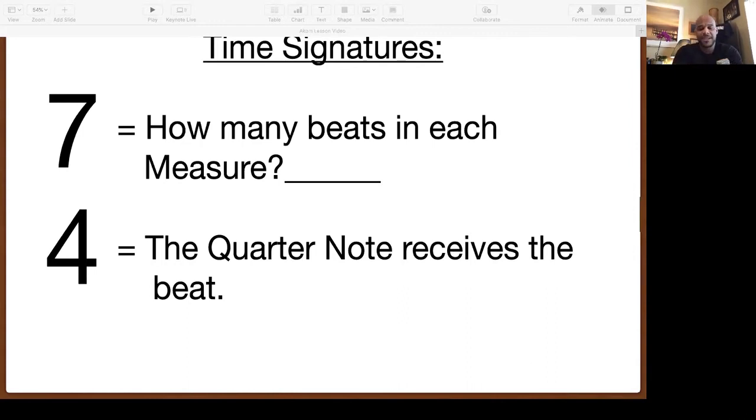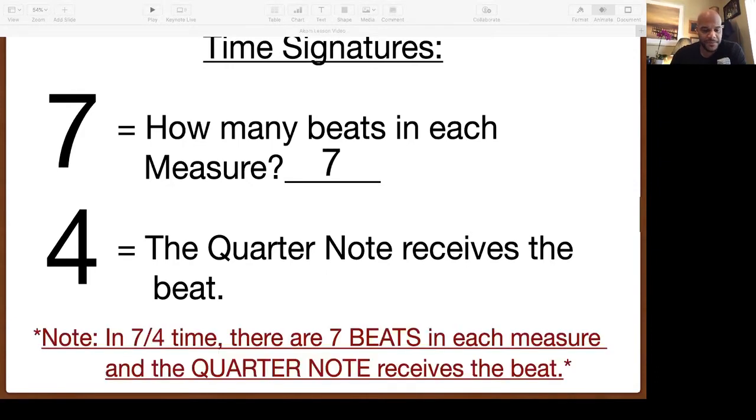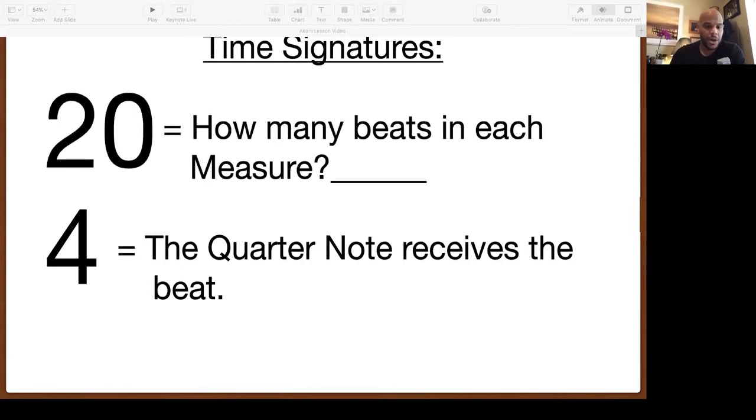7/4 time. Everybody say 7/4 time. How many beats are there in each measure in 7/4 time? Come on, it's so easy. If you said 7, you're correct. And remember, the bottom number is a 4, so the quarter note receives the beat. So here's our statement. In 7/4 time, there are 7 beats in each measure, and the quarter note receives the beat. Great. Let's try one more.